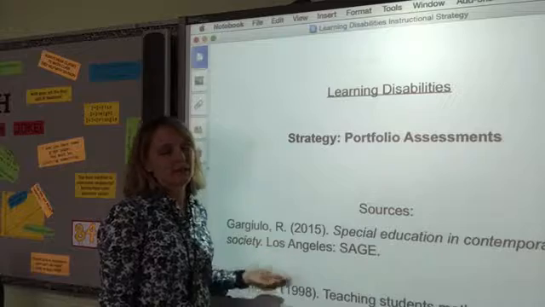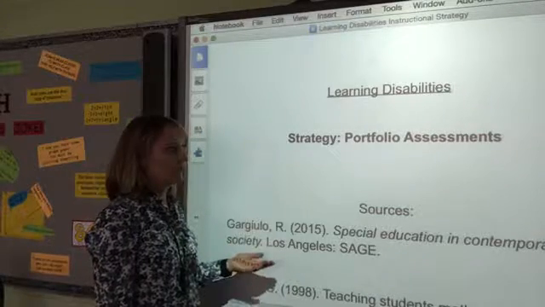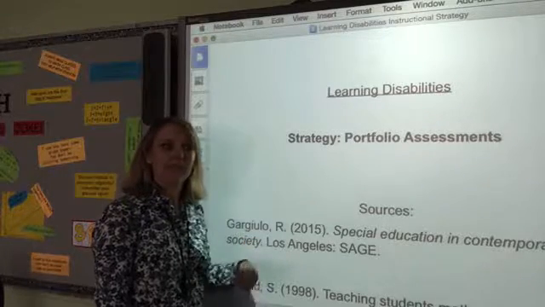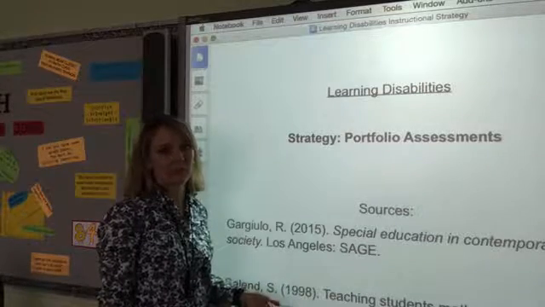This is an area that I would like to explore a little further. Even though I don't work with many students that have disabilities, I do have a few that if I could assess them in different ways, then I feel like they would do better than just a traditional assessment.